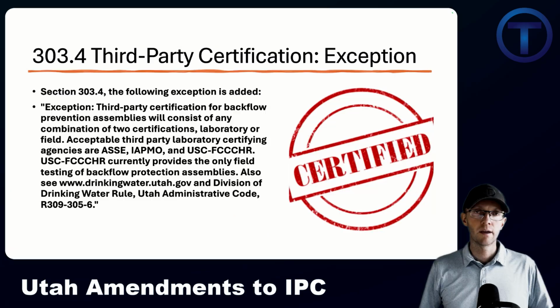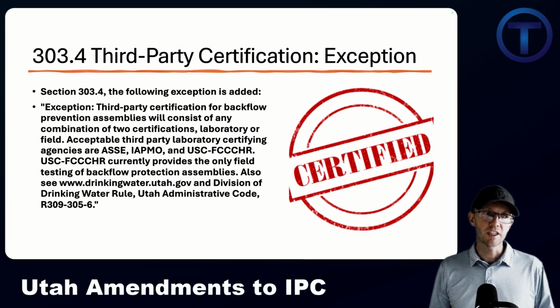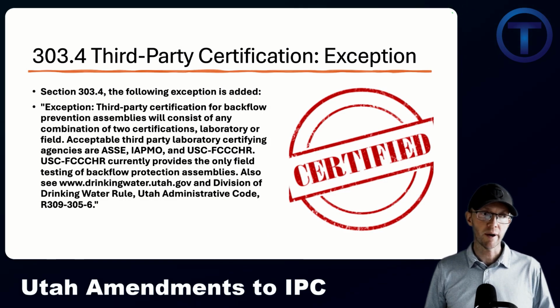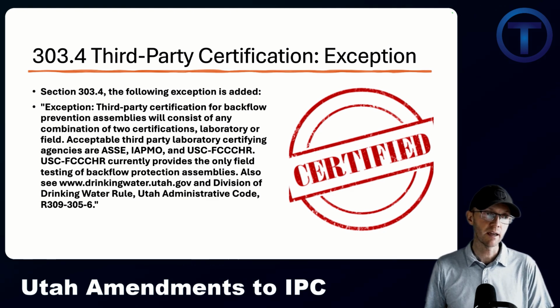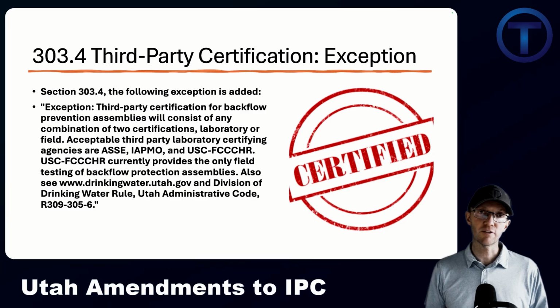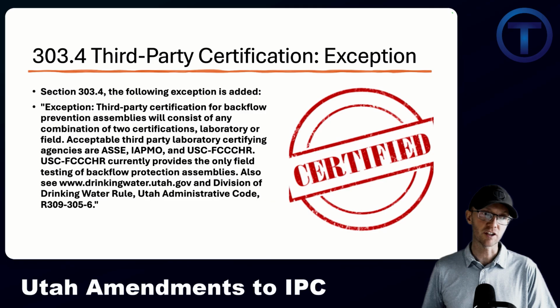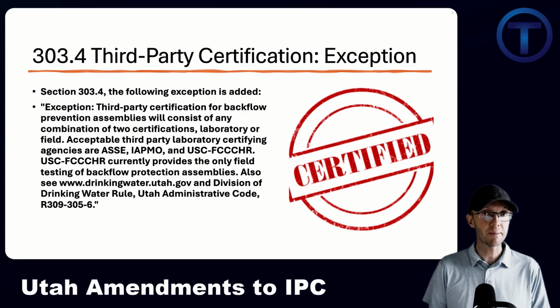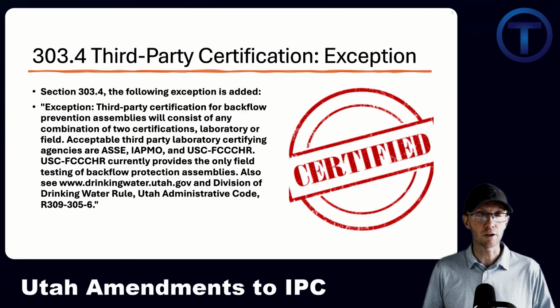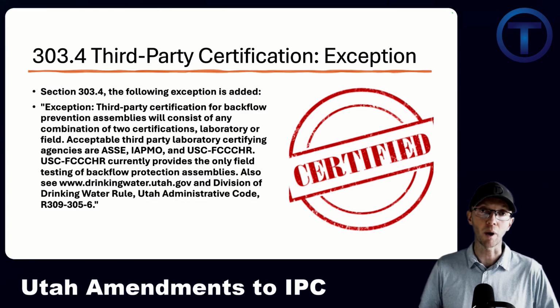All right, go with me in your codebook to chapter 3. We're now in section 303.4, and they've added an exception. So they're just extending this section a little bit. And when it comes to a third-party certification for backflow preventers, they're saying that it needs to have 2 certifications. One is from a laboratory and the other is from the field. And so there's different certifications that these manufacturers can get. In order for these to be used here in Utah, you have to have both. So that kind of limits down the backflow preventers that we can use, but we're making sure that we have really good ones that will work.